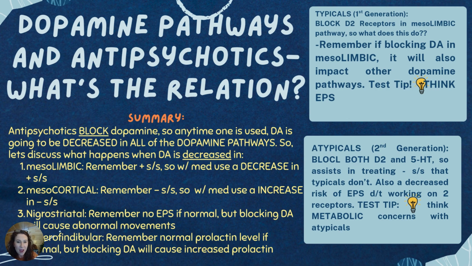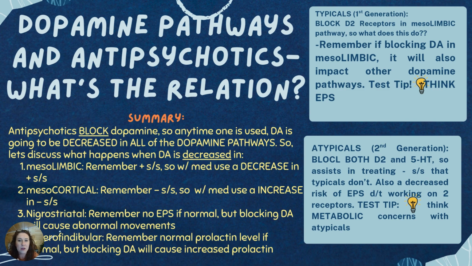What I want you to remember, I feel like nigrostriatal and tuberofundibular are pretty easy. That mesolimbic and mesocortical is what trips people up. Remember, mesolimbic, think positive signs and symptoms of schizophrenia. There's too much dopamine here. In the mesolimbic area, too much dopamine. Mesocortical, we do not have enough dopamine in the mesocortical area. That is why we have those negative signs and symptoms of schizophrenia. So unfortunately, when we treat with an antipsychotic, we're going to further increase those negative signs and symptoms because we're further decreasing the dopamine in this area.